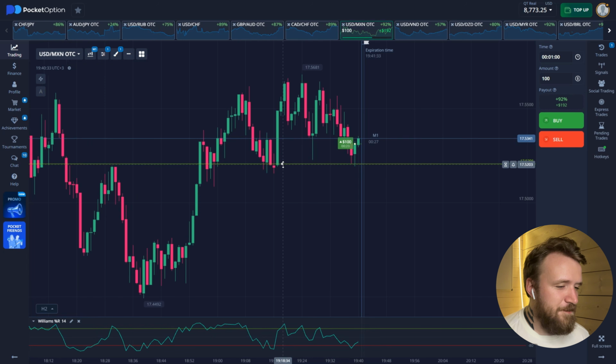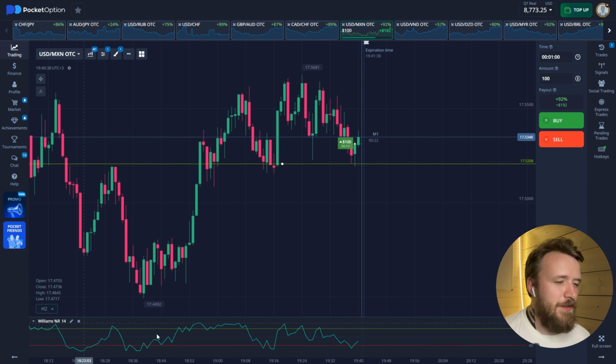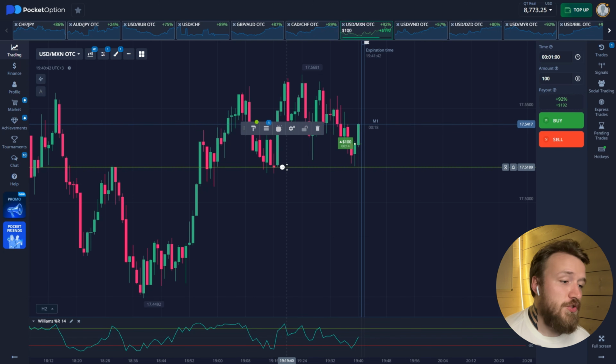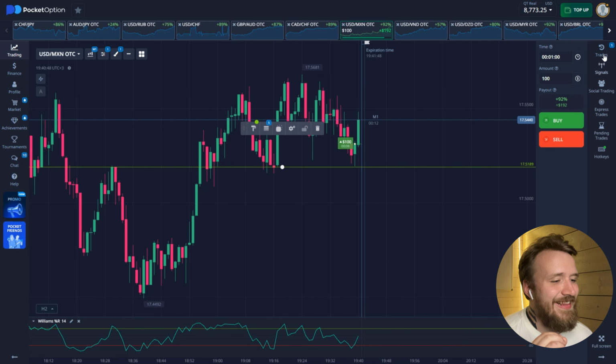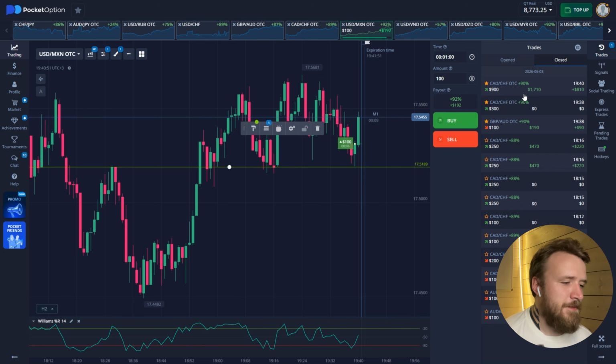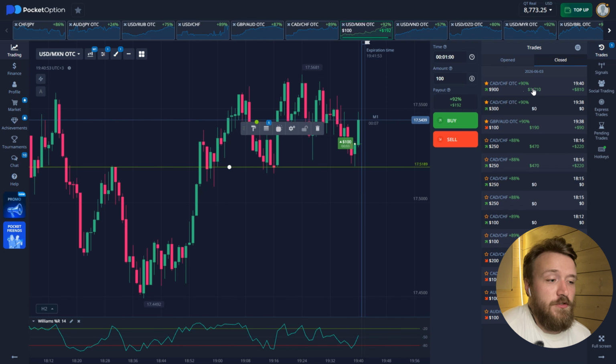Let's look at this trade. This is a much more confident setup, so to speak, because we opened right when the moving average on the Williams indicator had reversed. On top of that, we immediately identified the strong support zone, and as you can see, look at the result. We get an extra 92 bucks. And those are our results for today.